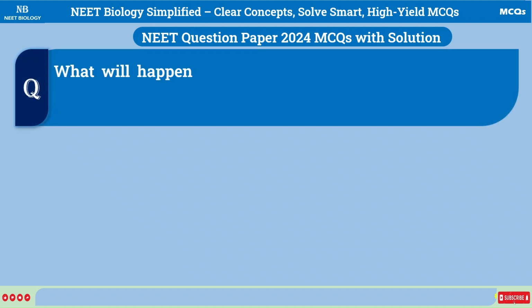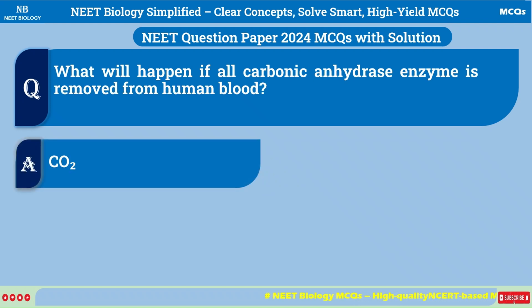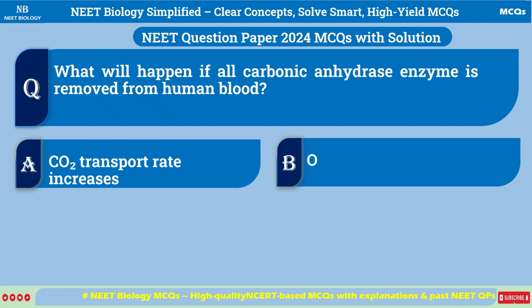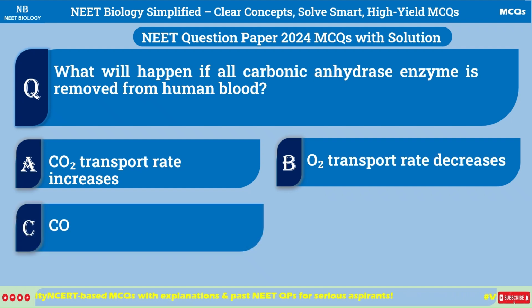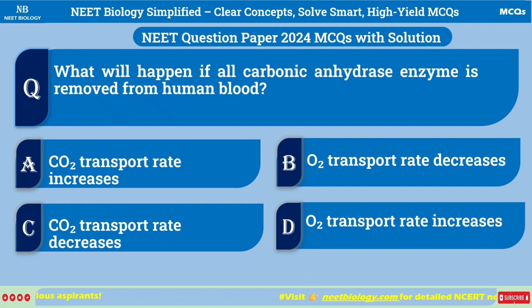What will happen if all carbonic anhydrase enzyme is removed from human blood? A. CO2 transport rate increases. B. O2 transport rate decreases. C. CO2 transport rate decreases. D. O2 transport rate increases. Correct answer is C. CO2 transport rate decreases.